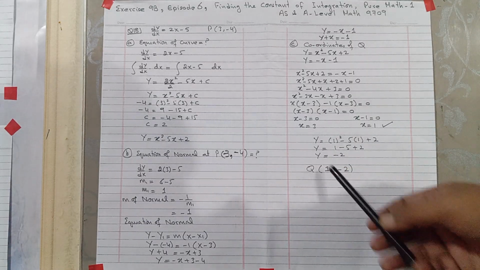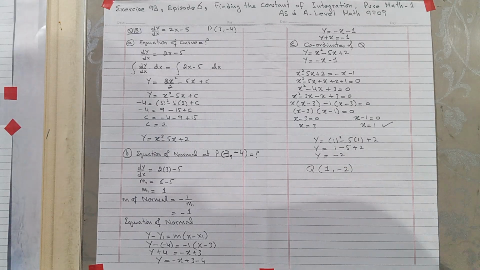So the coordinates of that point Q, the second point where the normal touches that curve, is 1 comma minus 2. So my dear students, this is how you will do question number 18. And by this question, we have reached the end of this exercise 9b.